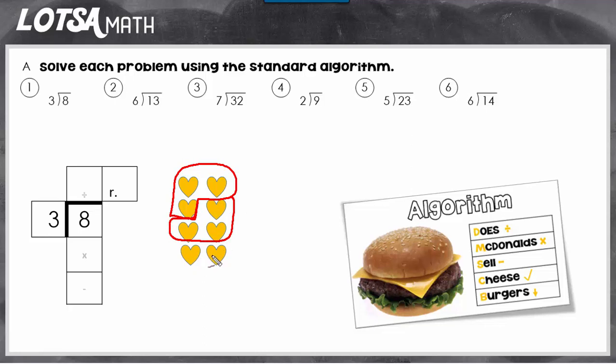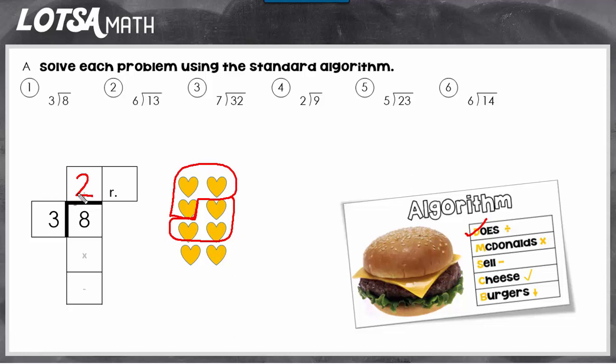I can't put these in a group of 3 because they're the leftovers. So we've actually done the first step of the algorithm, which is to divide. 8 divided by 3. The answer to 8 divided by 3 is 2 because we were able to make 2 full groups. I'm going to write the answer right here. And I'm going to go to the next step, which is multiply.